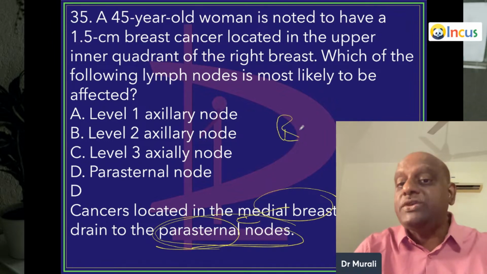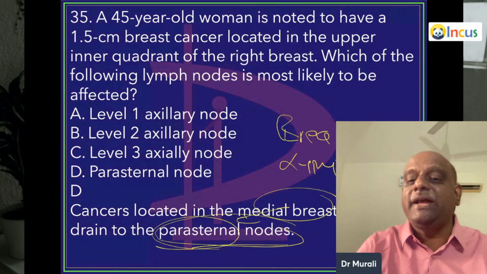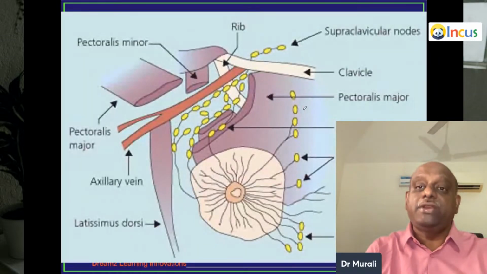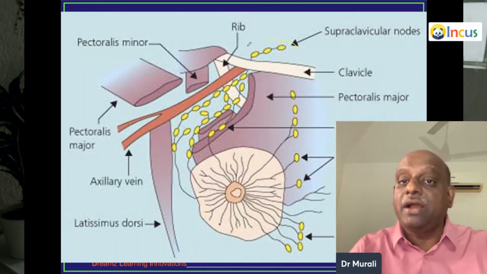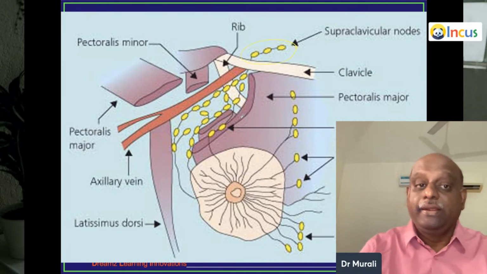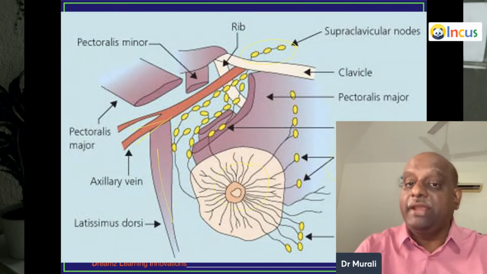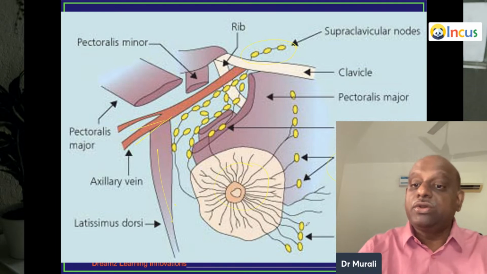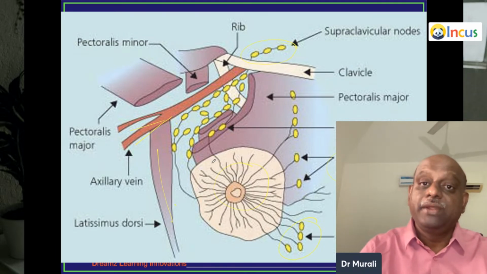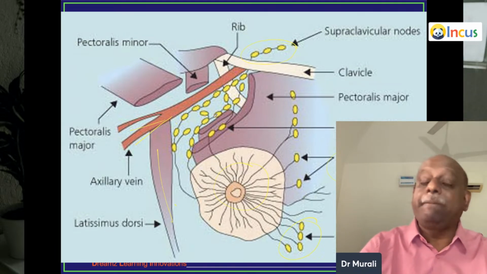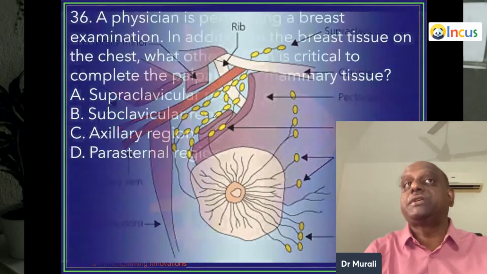Once more, breast and lymphatic supply is the favorite topic of the examiner, a high-yield topic you need to be very, very sure about. So there is the supraclavicular group. This is the axillary vein, this is the latissimus dorsi. The breast drains into the internal mammary and also abdominal lymph nodes. And also you have the parasternal group of lymph nodes.